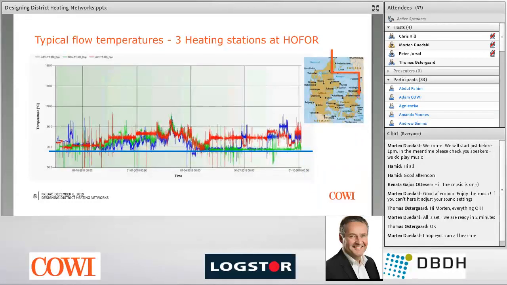On this slide, I have a typical situation from 3 heating stations at Hofor. For those of you who don't know, it's a Copenhagen district heating company, and it's a very large company. They are running a very big transmission system, and they have a lot of heating sources. And all of these are fed from different sources, and they deliver heat to the whole network. Their goal is to lower the temperature, illustrated by the blue line, to a temperature of 68 degrees. And how should that be possible?